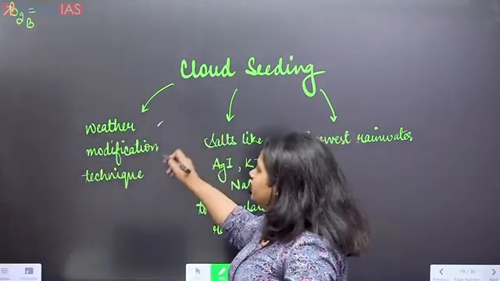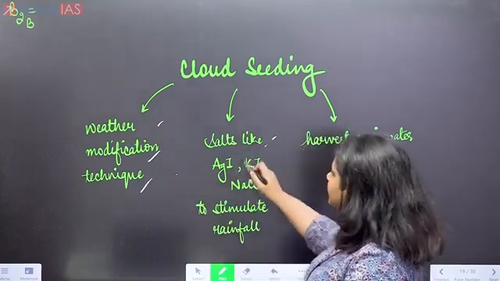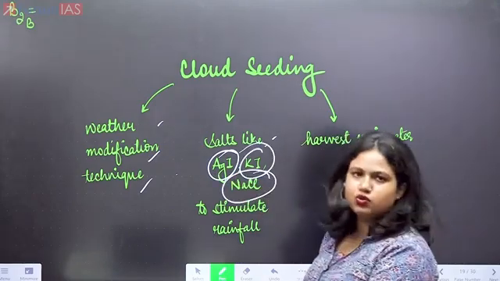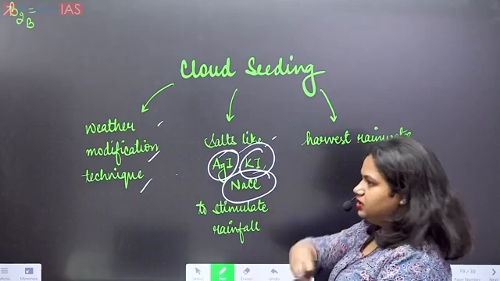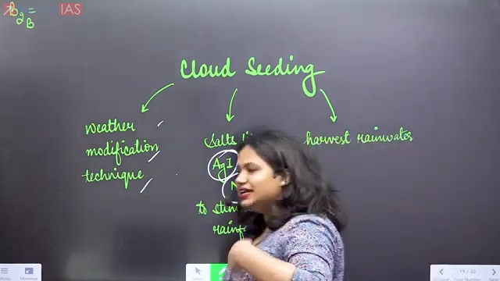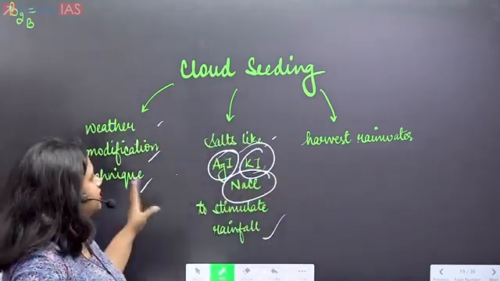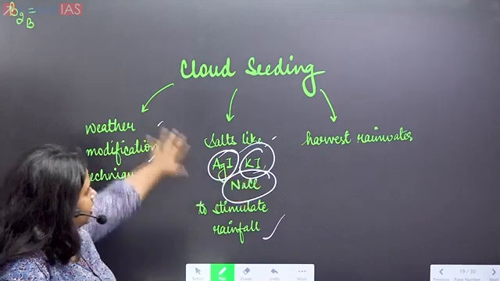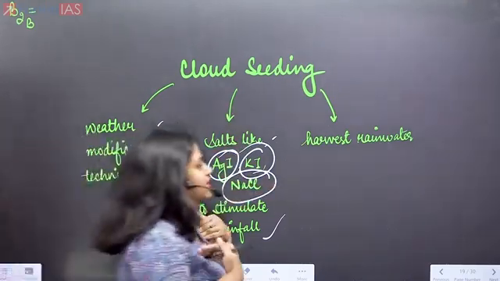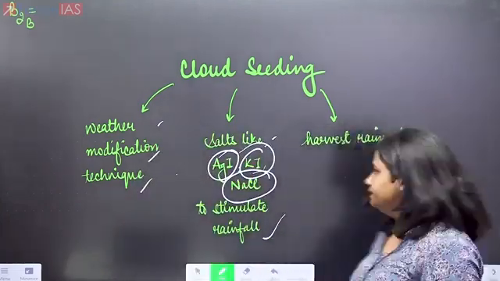It is a weather modification technique in which salts like silver iodide, potassium iodide and common salt, sodium chloride, are dispersed in the cloud to stimulate rainfall. We are creating rainfall by seeding the cloud with certain ions, certain salts. Whatever rainfall is happening can then be used to harvest the rainwater. So it will address scarcity by generating rainfall in rain deficient areas.